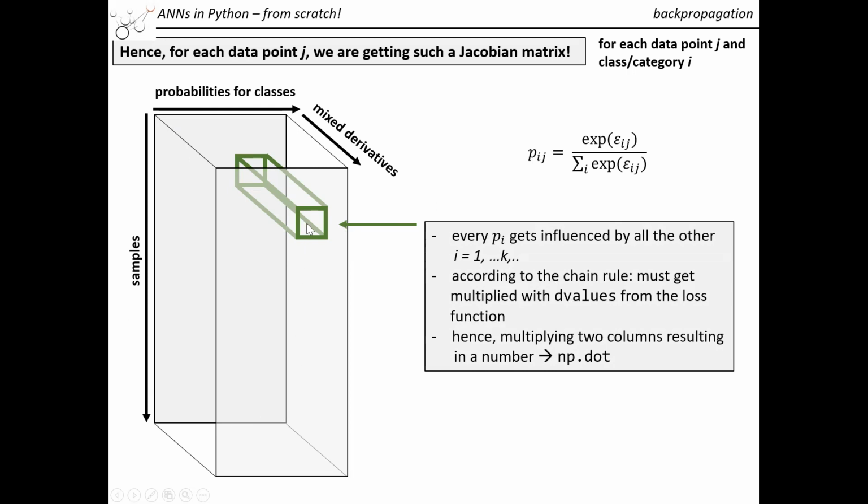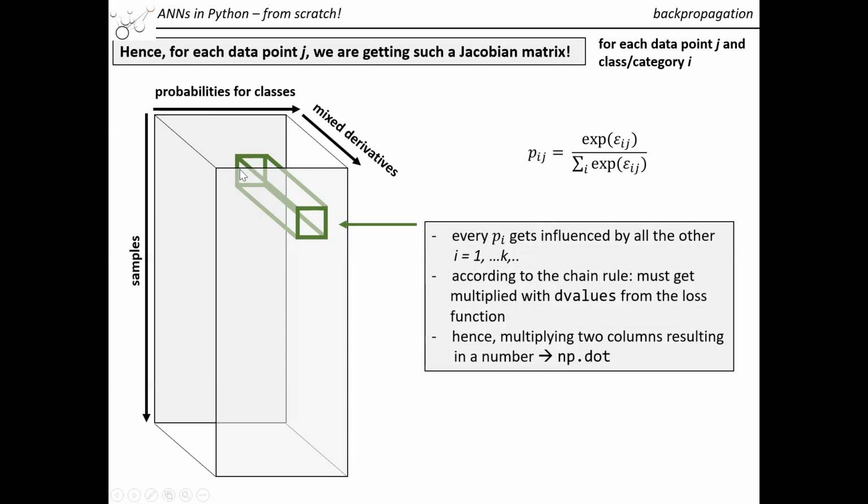It's interesting to note actually that if you just look at such a column that's highlighted here in green, this would be just the entry, so the probability of one particular observation for one particular class. The observations are along the different rows, and the probabilities for the classes along the different columns. So this would be the probability for a class of a particular observation.